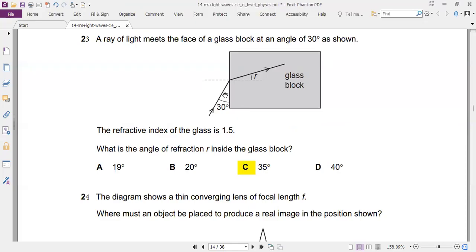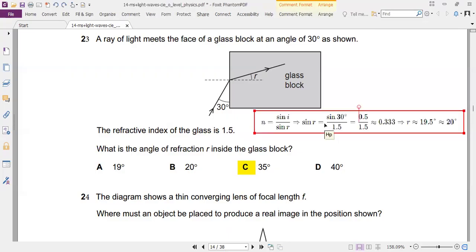So we will be using the angle of refraction: sine r equals sine i over 1.5, and i is 60. The answer should be 35. Look at this. This was wrong because the answer was coming at 20. That is wrong because here 30 has been used as the angle of incidence, which is wrong.